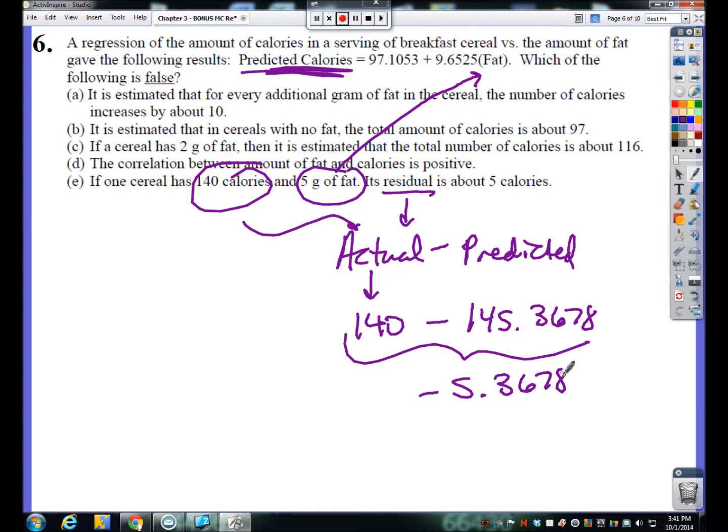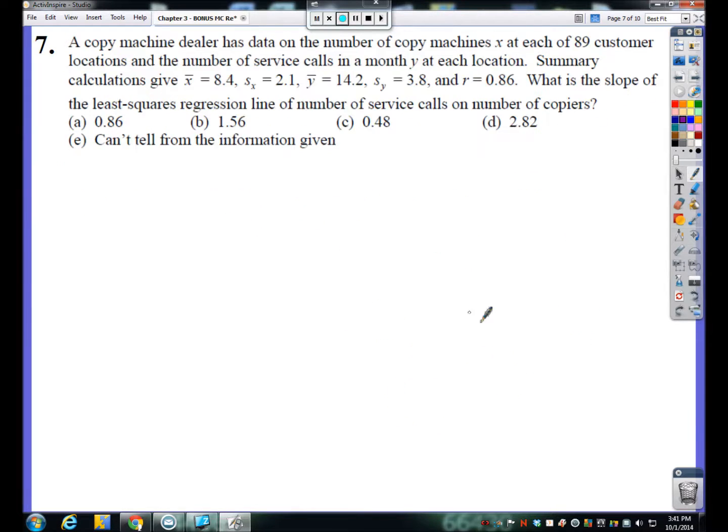5.3678. And at first glance, you go, well, that's about 5, right? But this is implying a positive 5 residual, and we got a negative 5 residual. So it is close to being the truth, but the sign is off. So that is why E must be the correct answer.